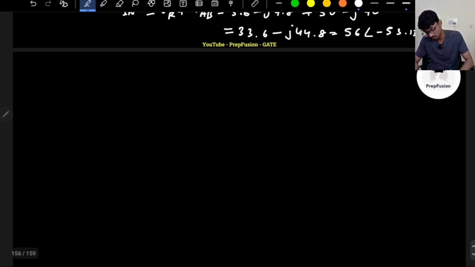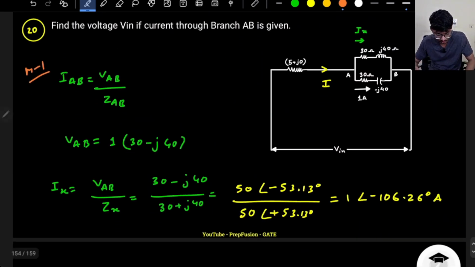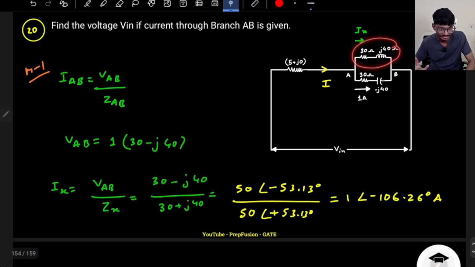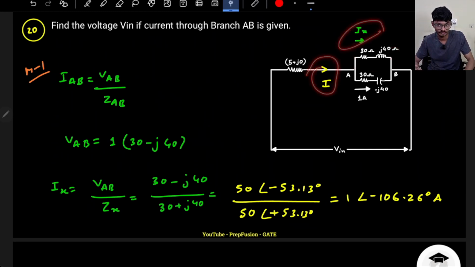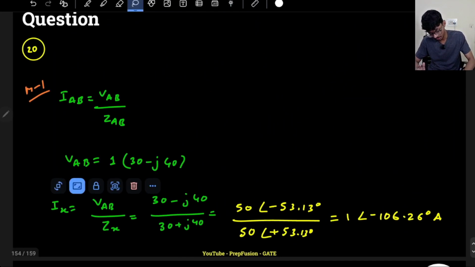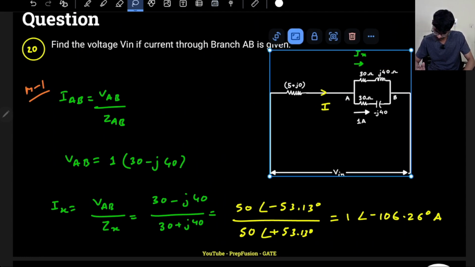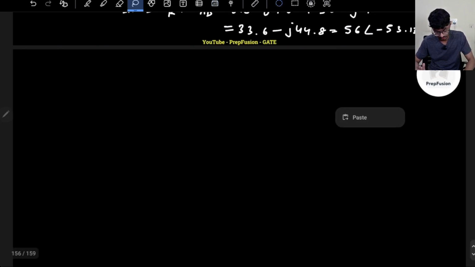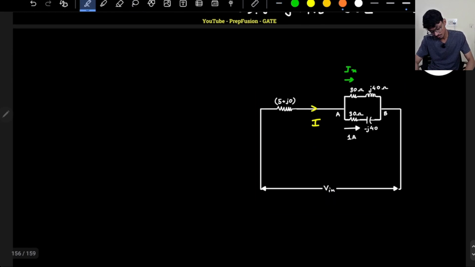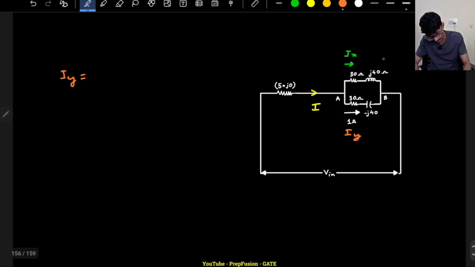Now is there any other method to solve this question? Yes, there is. Method 2, this was method 1. What is method 2? Method 2 is without calculating this Ix. I don't want to calculate this Ix, I want to find I directly. So you can use the current division method. If I use the current division method, let me name this current Iy, let me name this impedance Zx, and this is Zab, correct?